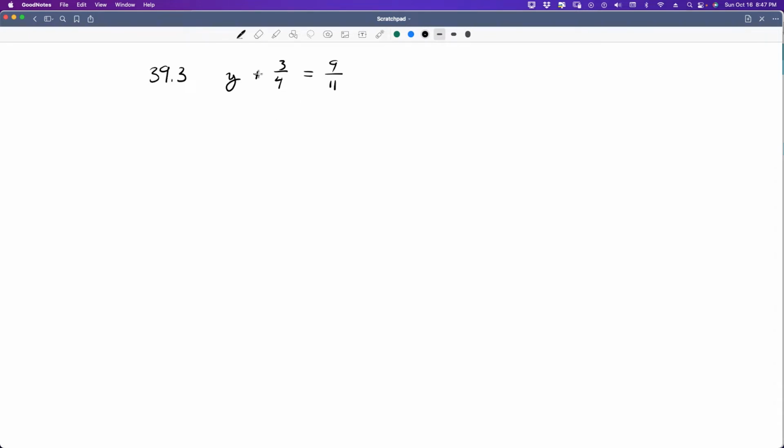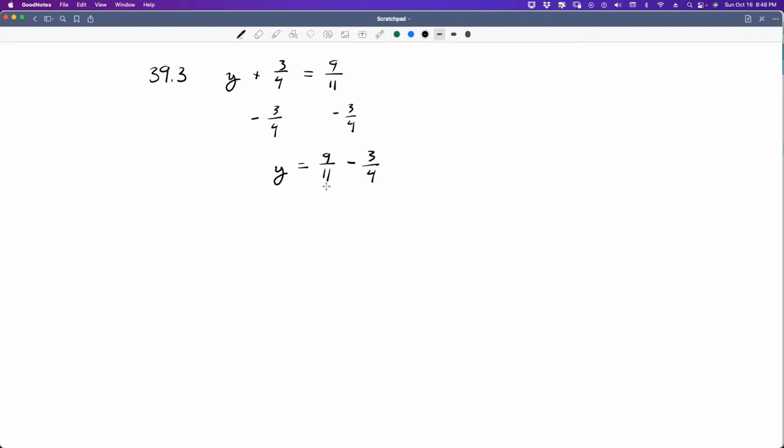I have a positive 3/4, or I am adding 3/4 to y. So I'm going to subtract 3/4 from y, so I can get y by itself. But if I take 3/4 from this side, I've got to take 3/4 from this side. So now I have y is equal to 9 over 11 minus 3 over 4. Well, I can't do anything until I find a common denominator and am able to combine these.